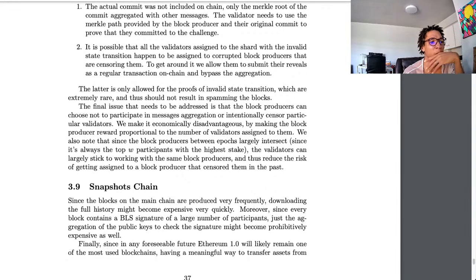We also note that since the block producers between epochs largely intersect, since it's always the top W participants with the highest stake, so people are fighting to become block producers, and then people are asking to become validators. Okay, the validators can largely stick to working with the same block producers and thus reduce the risk of getting assigned to a block producer that censored them in the past.